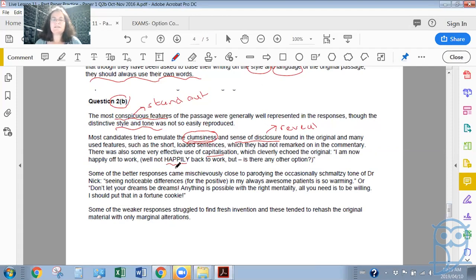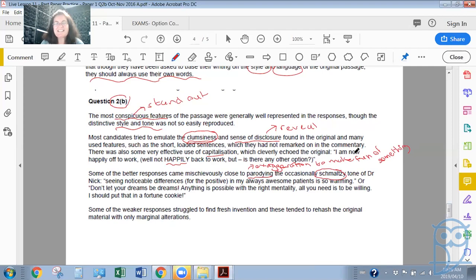Some of the better responses came mischievously close to parodying the occasionally schmaltzy tone of Dr. Nick. So they were very aware of the humor that was going on in the passage, but also, they wanted to make fun of him a little bit. And when you parody something, you make fun of it. You use exaggeration, okay, it's the use of exaggeration to make fun of something, to mock somebody or something. And occasionally schmaltzy tone.